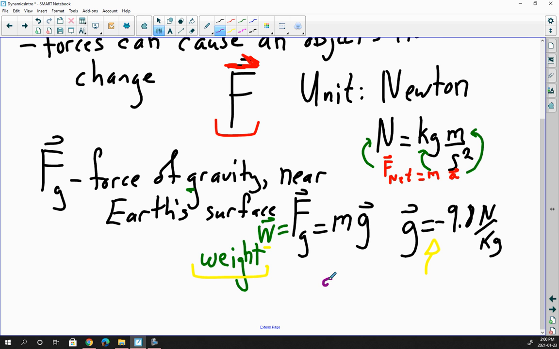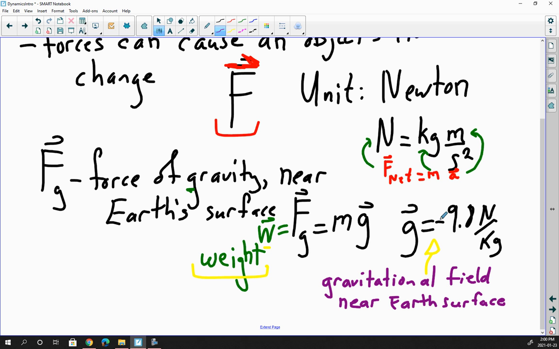This is the gravitational field strength. It's the gravitational field near Earth's surface. It's a vector. It points towards the center of the Earth. And it has a magnitude of 9.8, but the negative sign means it's pointing down towards the center of the Earth. Down. We all remember gravity, force of gravity, acceleration due to gravity, gravitational field strength. They all point downward.